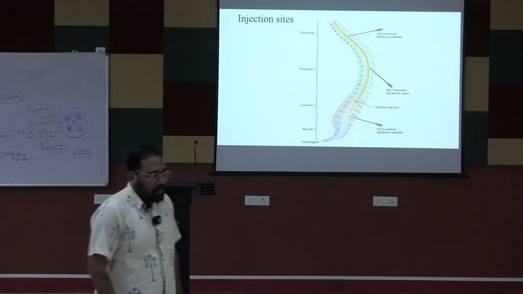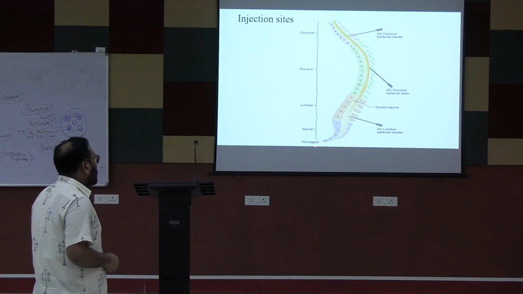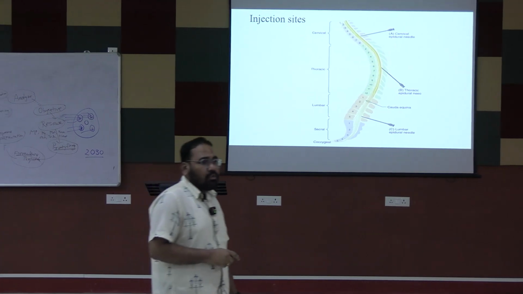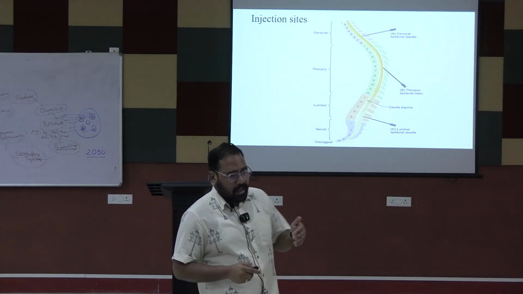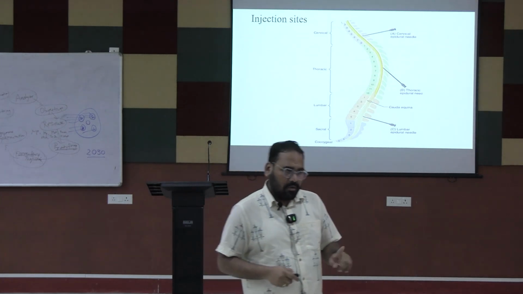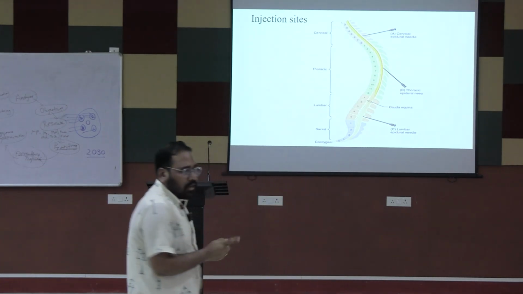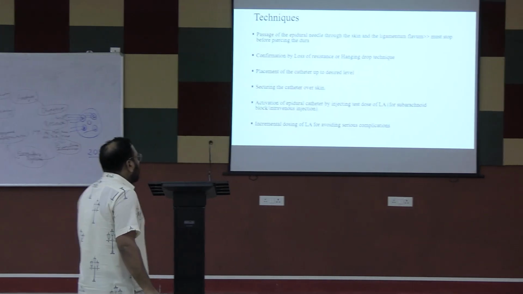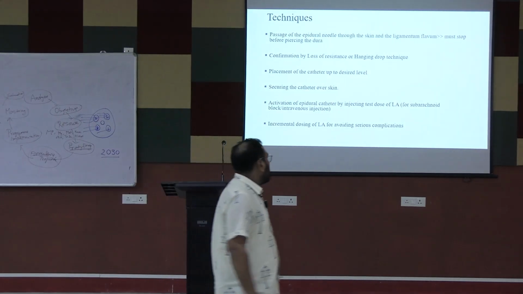Now, there is a sacral region also over there. So, if you need to give epidural anesthesia through the sacral region, that is called caudal anesthesia. We'll be discussing that later. Now, what is the technique of epidural anesthesia?